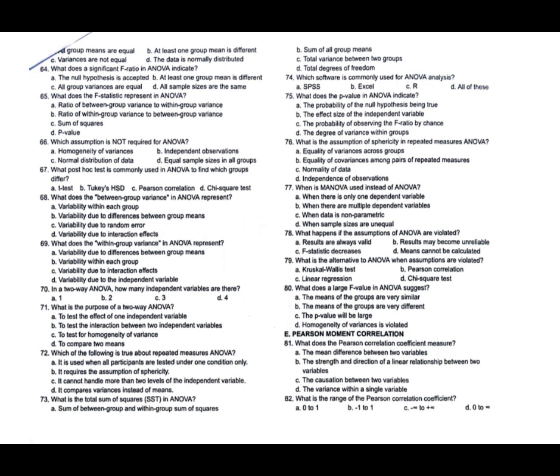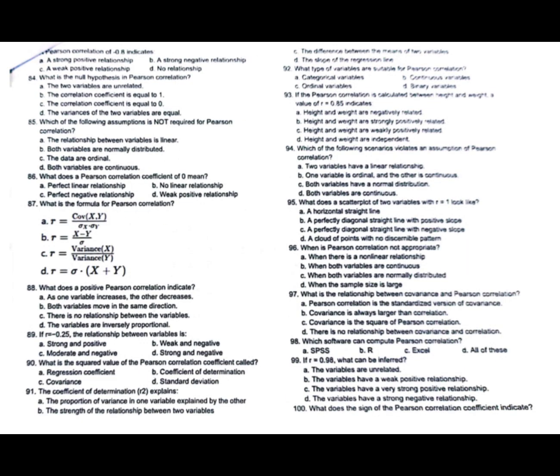So now let's move forward to test E, which is category questions all about the Pearson product-moment correlation. So 81. What does the Pearson correlation coefficient measure? So the answer is letter B, the strength and direction of a linear relationship between two variables. 82. What is the range of the Pearson correlation coefficient? So the answer is letter B. So number 84. What is the null hypothesis in Pearson correlation? The null hypothesis is that the correlation coefficient is equal to 0.